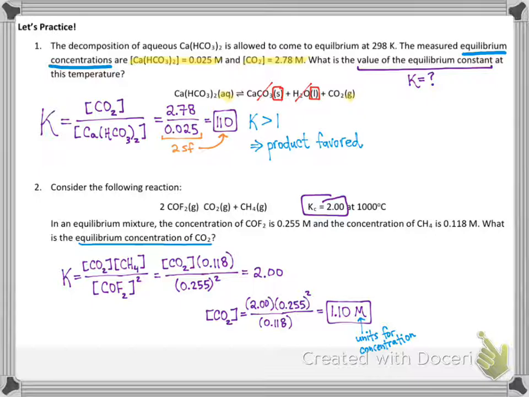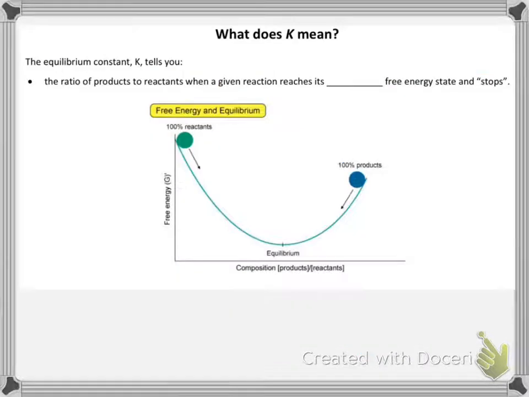Okay, so that's the math behind K. But what does K actually mean? A good question, right? Well, the equilibrium constant K tells you the ratio of products to reactants when a given reaction reaches its lowest free energy state and, quote unquote, stops. We know it doesn't really stop because it's in dynamic equilibrium and reactants are turning to products and back and forth, but it appears to stop, so that works for us.